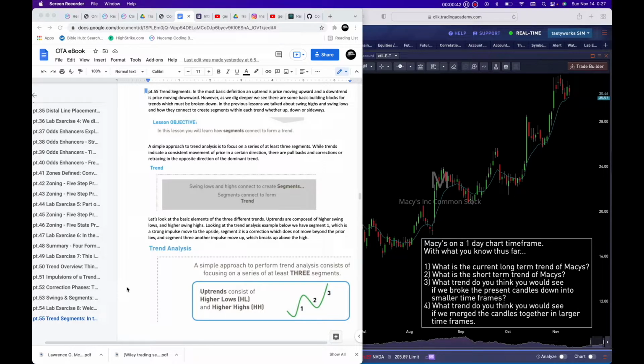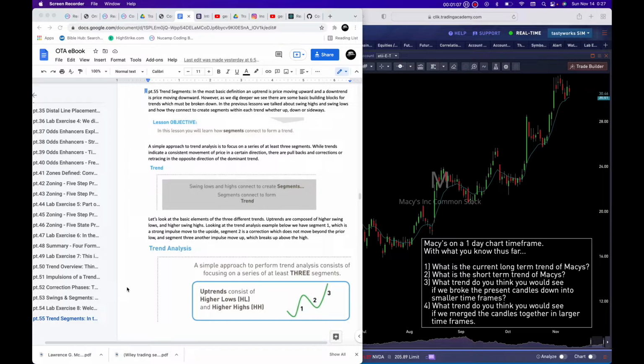A simple approach to trend analysis is to focus on a series of at least 3 segments. While trends indicate a consistent movement of price in a certain direction, there are pullbacks and corrections or retracing in the opposite direction of the dominant trend. Let's look at the basic elements of the 3 different trends.